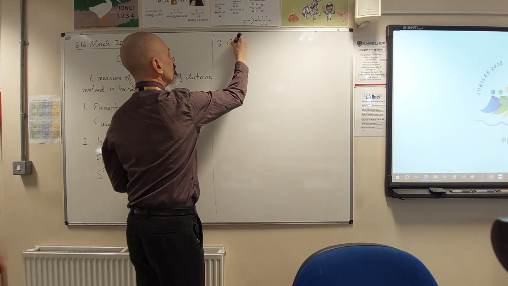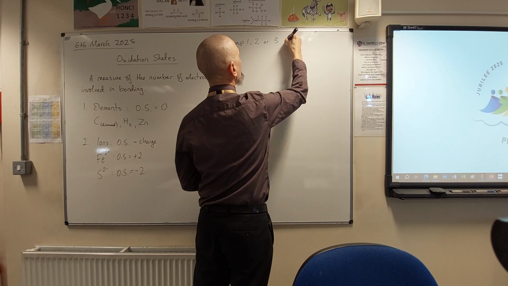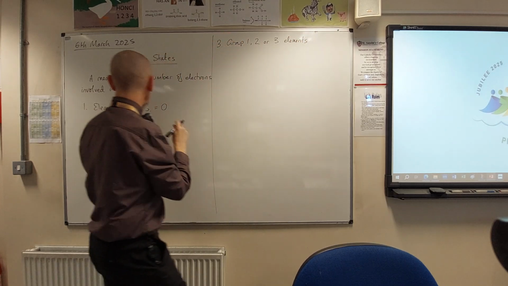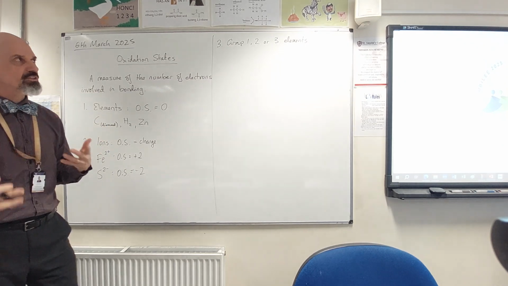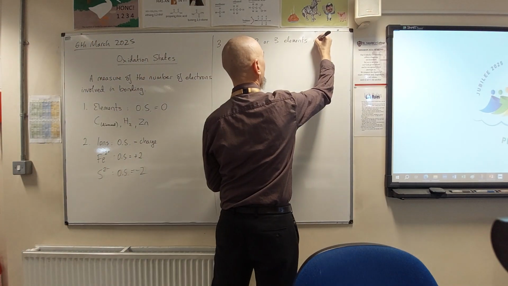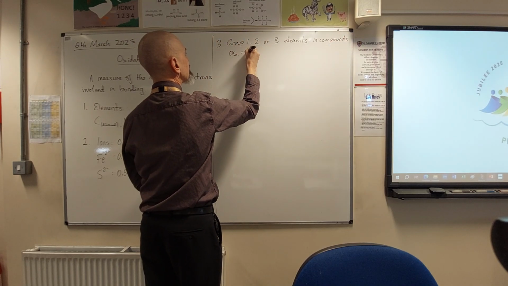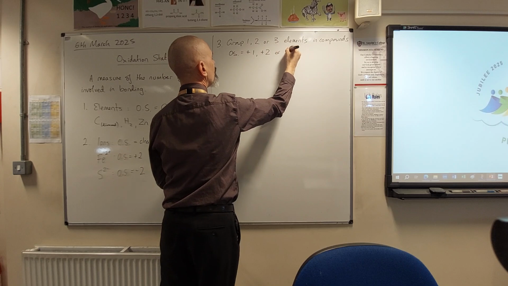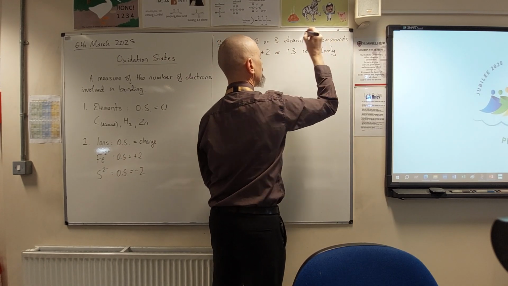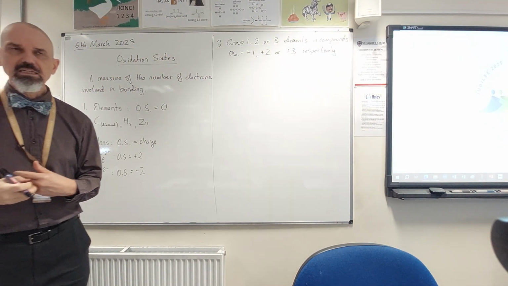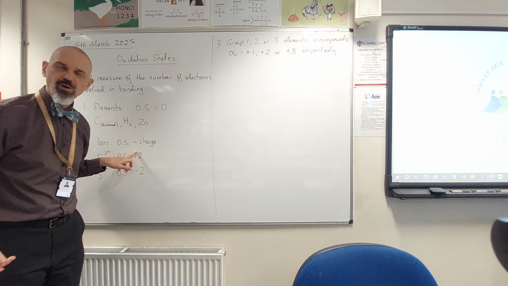For group 1, 2 or 3 elements in compounds, because of course if they were pure elements it would be 0. But for group 1, 2 or 3 elements in compounds, the oxidation state is +1, +2 or +3 respectively. Which is kind of what you'd expect the charges to be anyway, right?